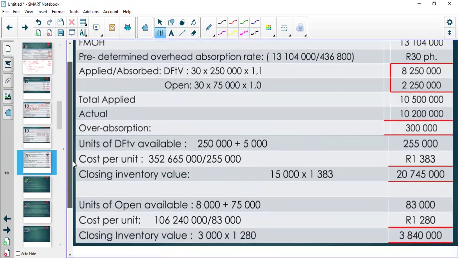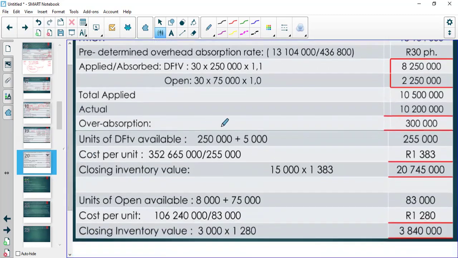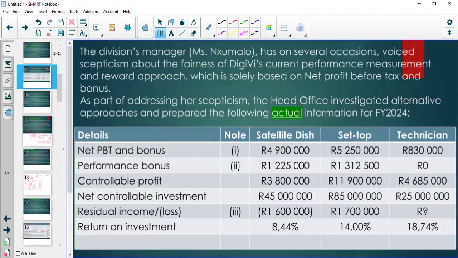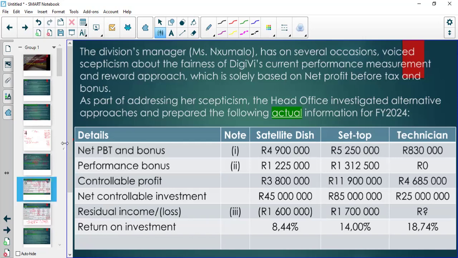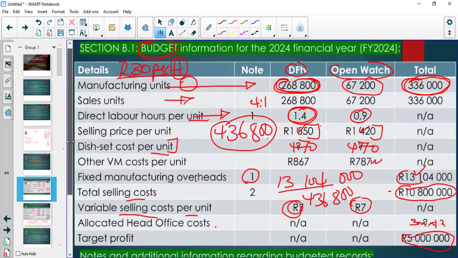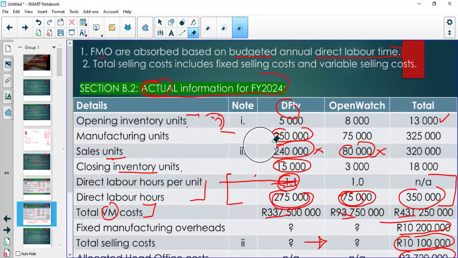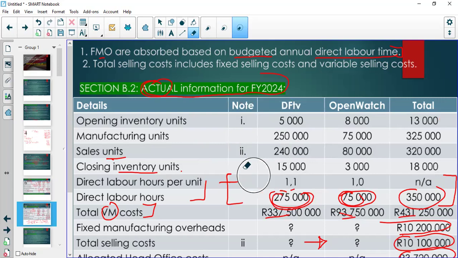Right, so this is much better. Let me just go back to the question. I might have missed a few things that we want to apply. Budgeted. This is the actual. Right, so we need now the actual units produced.